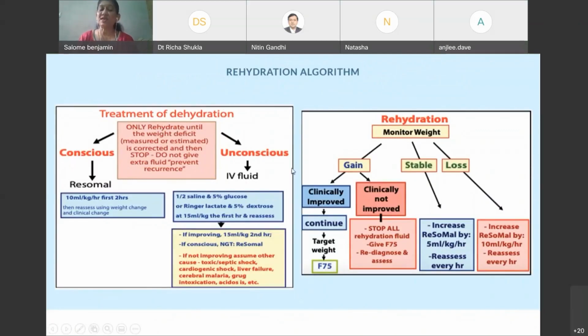Conscious patient and unconscious patients, how we will do. Rhizomal is the name, but how you will have to dilute it. If the child is unconscious, you will give it with 5% glucose for hypoglycemia, and you will give it very, very slowly, 15 ml per kg, second hourly. So you will say, why should we know this?